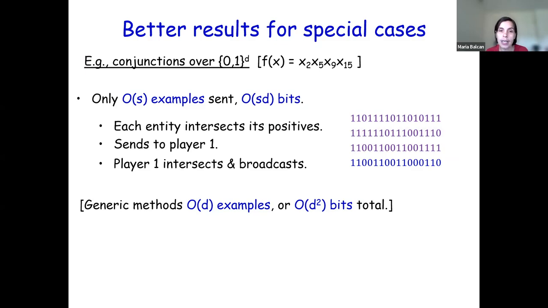Okay, and what's the learning algorithm? The learning algorithm is as follows. Each entity locally just intersects its positive examples. So basically it just outputs all the variables that are set to one in all of its positive examples. And then it sends all of these variables to player one, and then player one intersects all of those sets of variables, and then he gets the final conjunction.